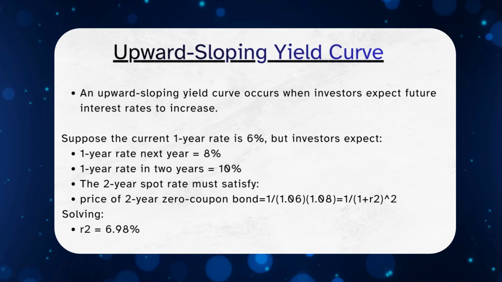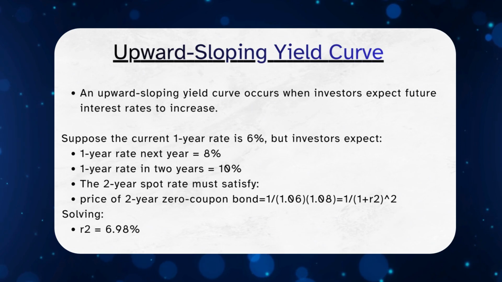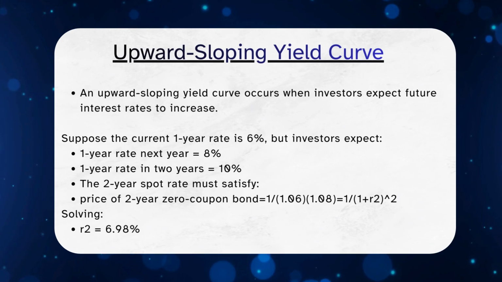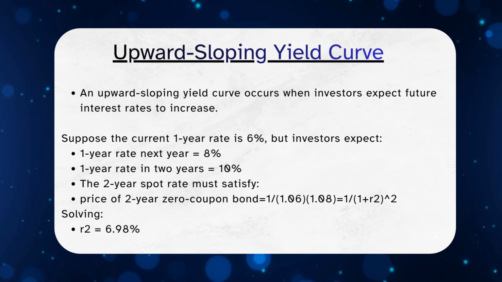Next, consider the upward sloping yield curve. An upward sloping yield curve occurs when investors expect future interest rates to increase. In this case, longer-term bonds must offer higher yields to compensate investors for waiting. Suppose the current one-year rate is 6%, but investors expect the one-year rate next year to be 8%, and the one-year rate in 2 years to be 10%.